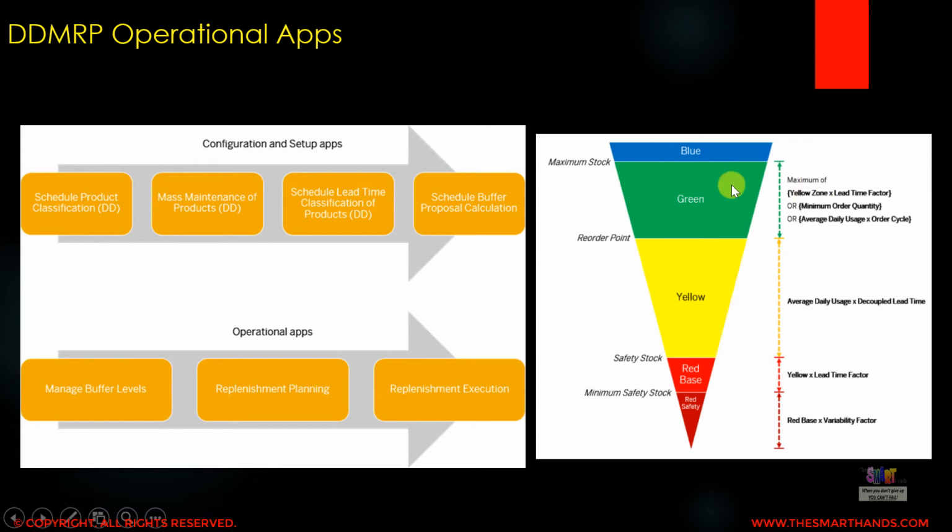And then finally, the system will be calculating the maximum stock, which is the green level. So the green area, which is the maximum stock, is the maximum of any of these three. For example, the system will use the yellow zone, whatever the yellow is, multiplied by the lead time factor. The lead time factor we'll discuss later on. So either this, or the minimum order quantity, or the average daily usage multiplied by the order cycle. Out of these three, whatever the maximum is, the system will consider that value only to calculate the green level.